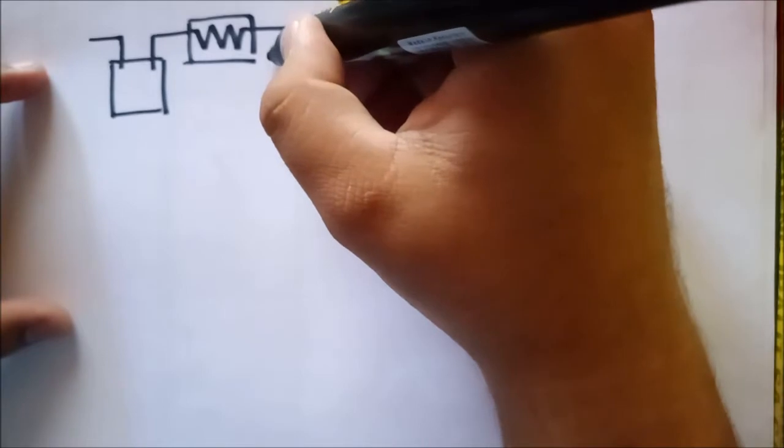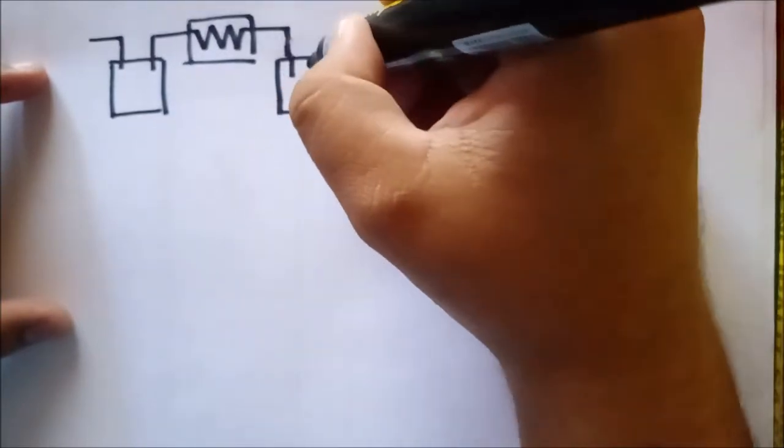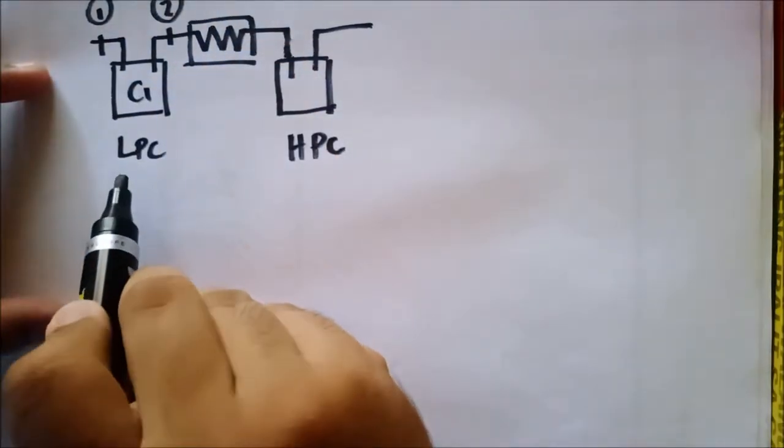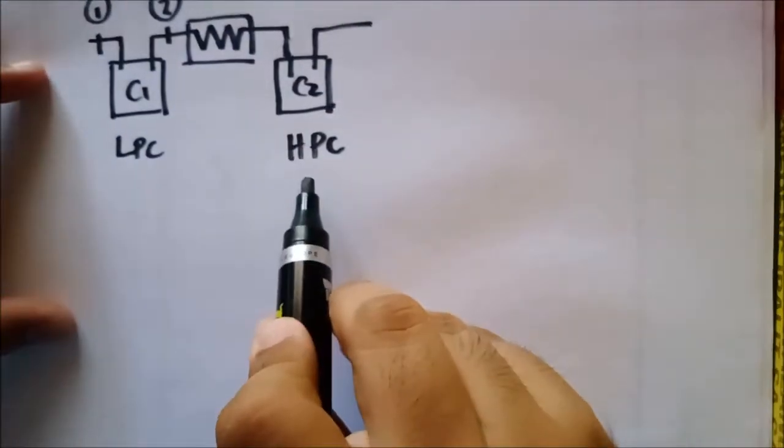The most basic example of a multi-stage compressor is a two-stage compressor. So we will draw a schematic of a two-stage compressor. We have two compressors here. Compressor 1 is a low pressure compressor and compressor 2 is a high pressure compressor.